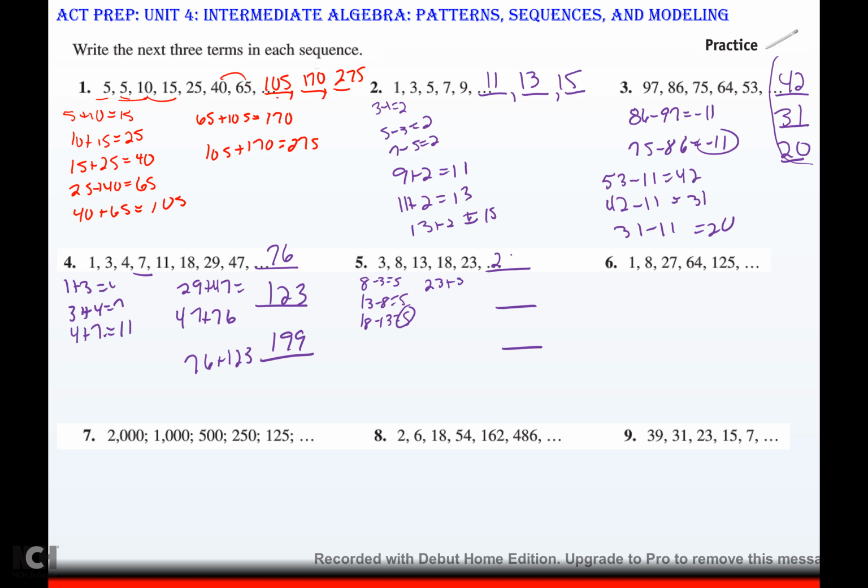23 plus 5 is 28. 28 plus 5 is 33. 33 plus 5 is 38.